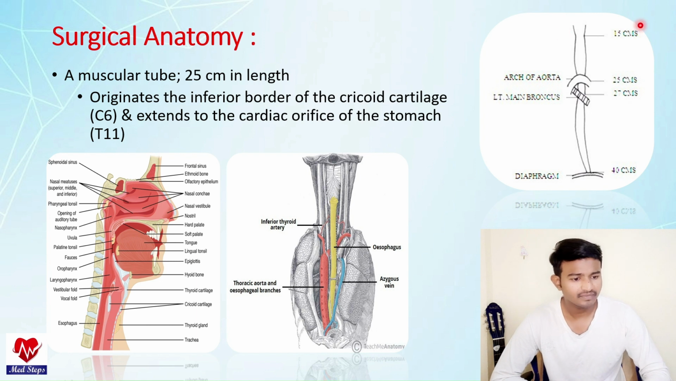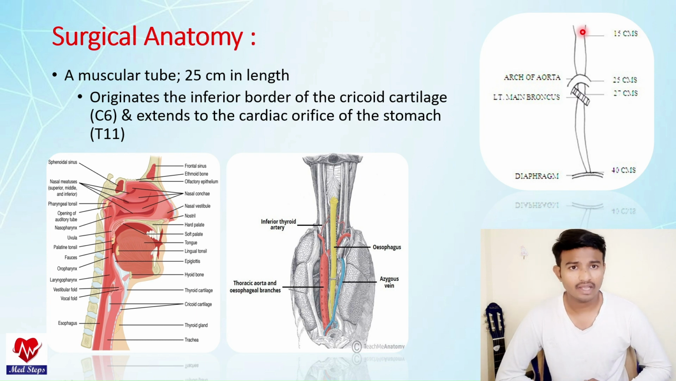If you see this image, at 15 centimeters you will get the upper esophageal sphincter in this area. The esophagus has two types of sphincters: the upper esophageal sphincter and the lower esophageal sphincter. The upper esophageal sphincter is under voluntary control and is made of striated muscle. It is present at the cricopharyngeus area.